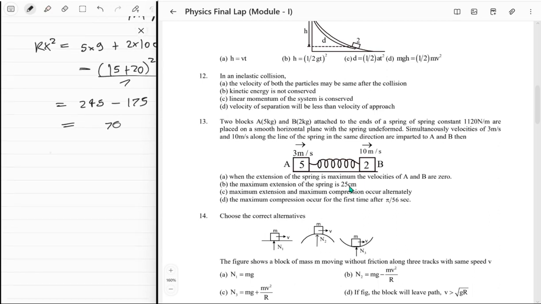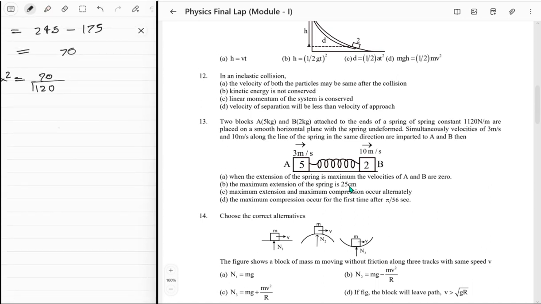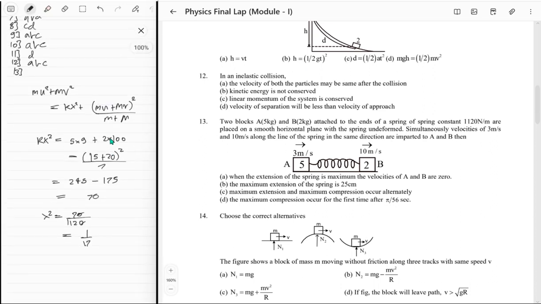That's kx square. X square is just equal to 70 upon k. And what is k? 1120. Isn't 112 something like 17 times 7, so 749? Yeah, of course it's 17 times 7. So this becomes just 1 upon 17. So it's 1 upon square root of 17. That should be the thing. So it's not 25 centimeters, it's like 1 upon square root of 17. Where is that? There should be that option, right?